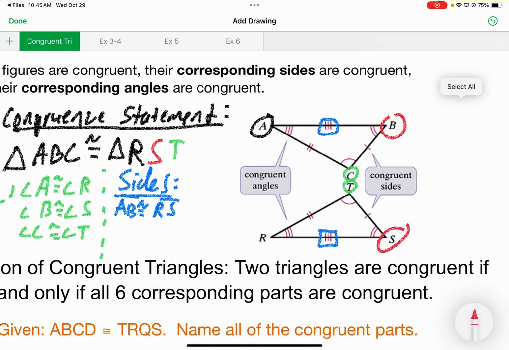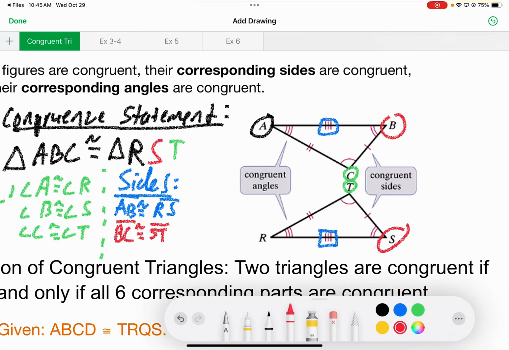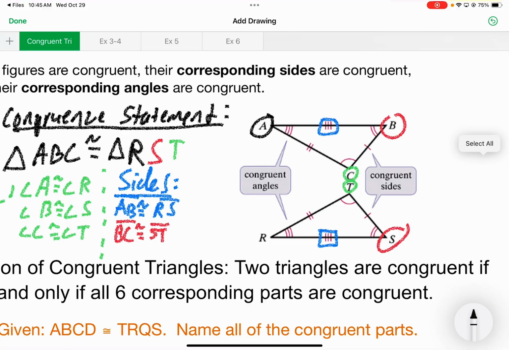All right, what's another pair of congruent segments? You said what, Ryan? BC would be congruent to what? ST, good. Now, I don't care if you said BC is congruent to TS instead of ST. I don't really care about that, okay? As long as the appropriate letters are there, that is what matters to me, okay? All right, what's my last pair of congruent sides? I did AB and I did BC, so my last side would be what? AC would be congruent to what?